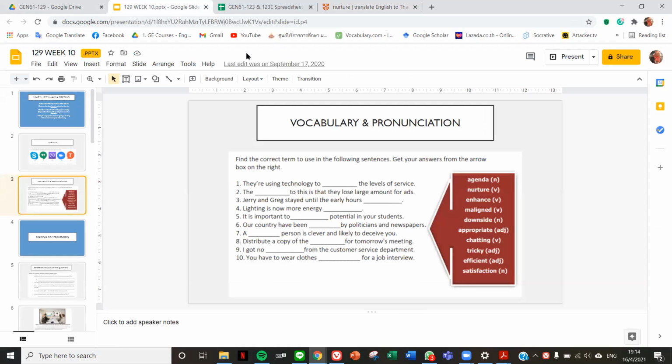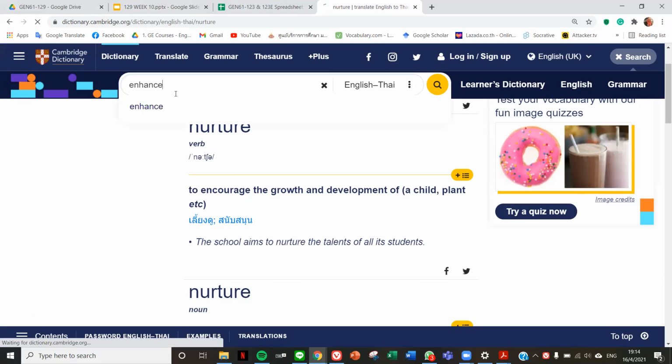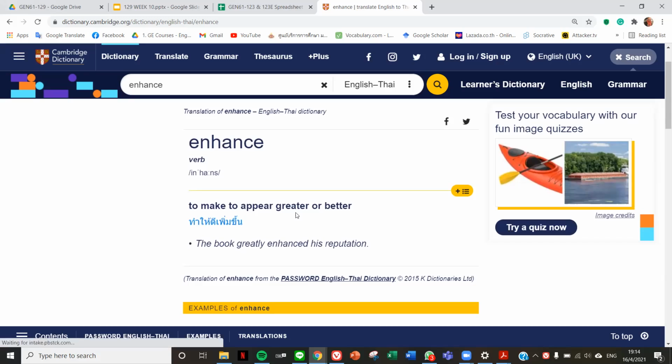Next, we have the word enhance. So let's check enhance. To enhance is to make something appear greater or better. To enhance your vocabulary knowledge, you must read or watch a lot of movies, novels or books in English so that you can enhance your vocabulary. So this is the meaning of enhance.